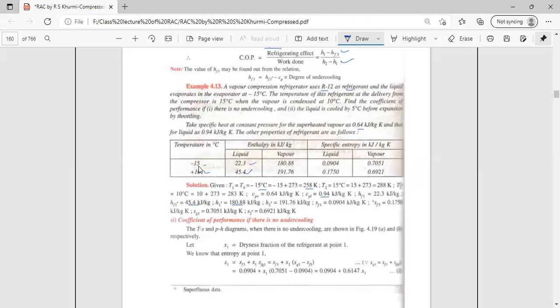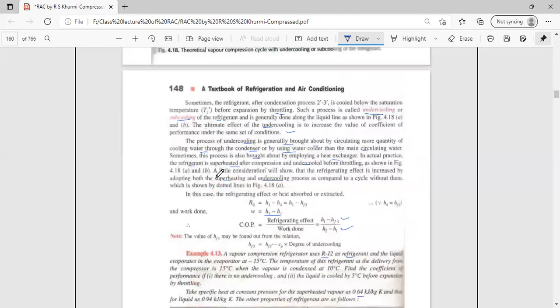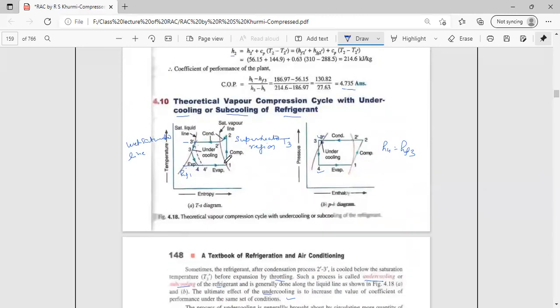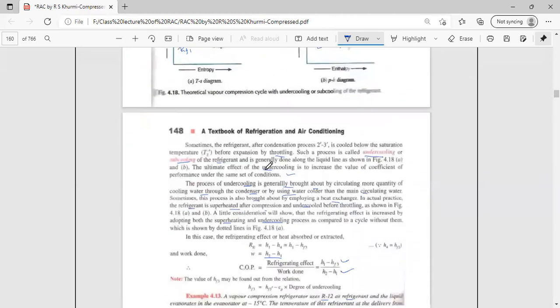sf1 is 0.904 kilojoule per kg Kelvin, meaning the entropy at point 1 when it is in the liquid state itself. And sf3 is the entropy at point 3 when it is in the liquid stage. So sf1 is the entropy at this point here, and sf3 is the entropy at this point here itself.